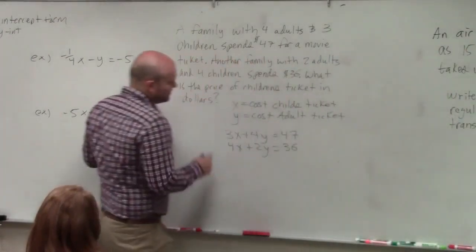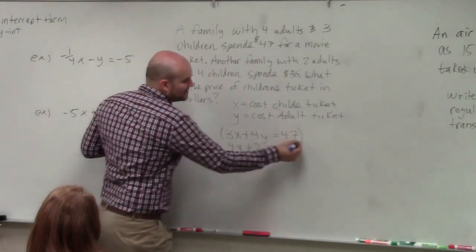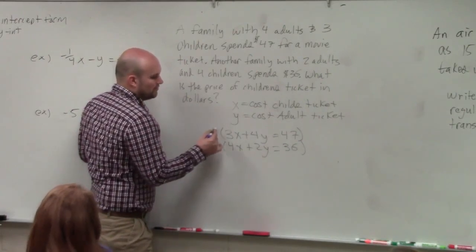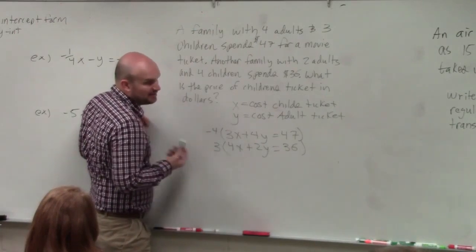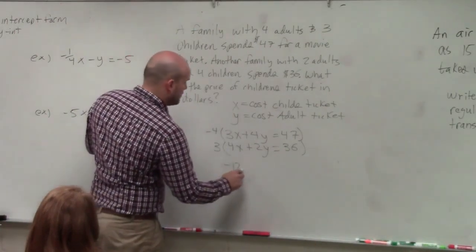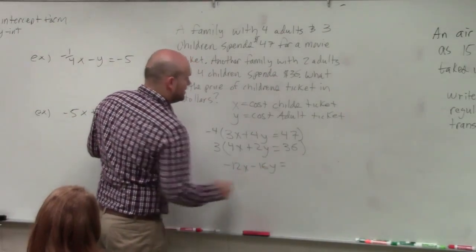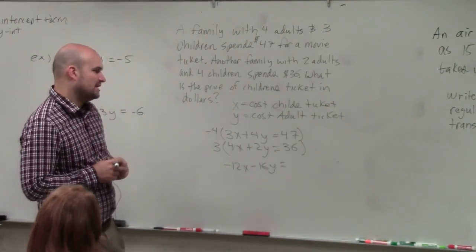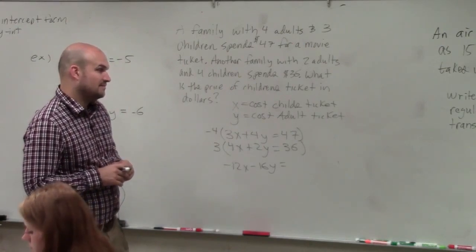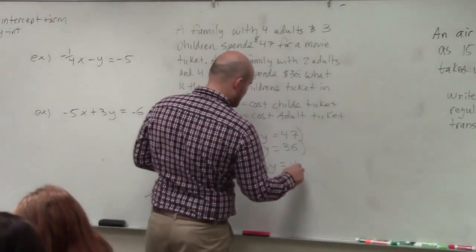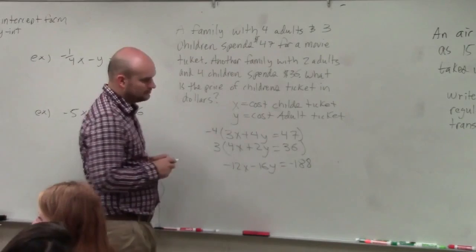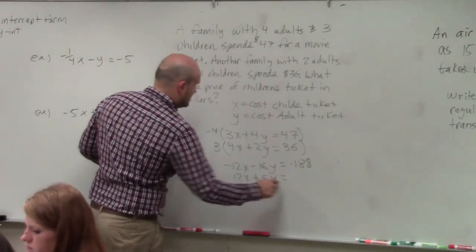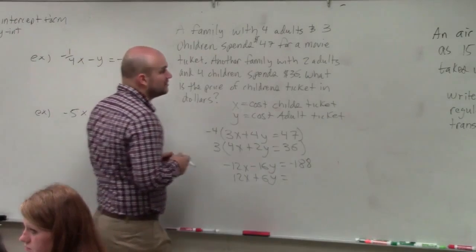So what I would do in this case, if you guys remember, you got to get the variable to have the same coefficients. I like to have one positive and one negative. So we need to find the LCM of 3 and 4, which would be 12. So I'll multiply the top by a negative, or you could multiply the bottom by a negative. Therefore, I get negative 12x minus 16y equals negative 188. Somebody could check my work for me. Then 3 times 4 is going to be 12x plus 6y is equal to 36, 72, 108.